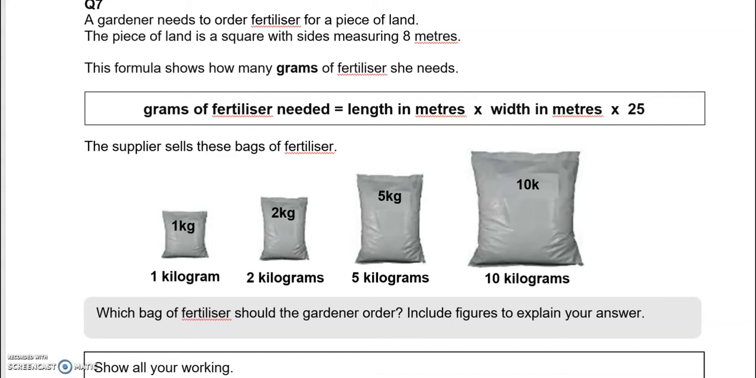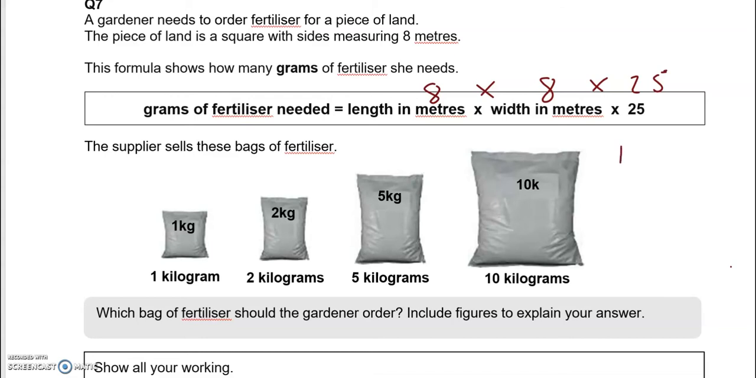We'll need to use the formula. So just replacing these words with the actual numbers. Length in meters is 8. Width in meters is 8 because it's a square. Times 25. So we're going to multiply these.